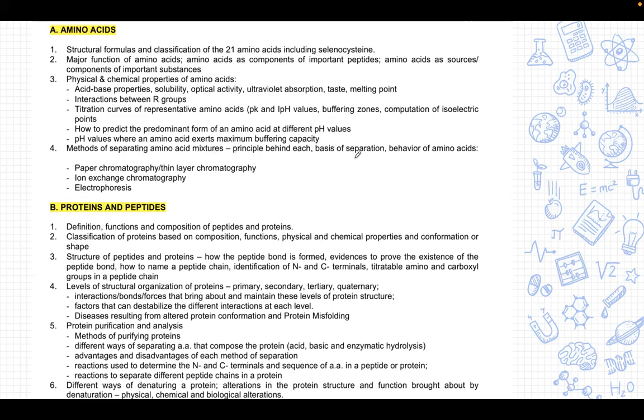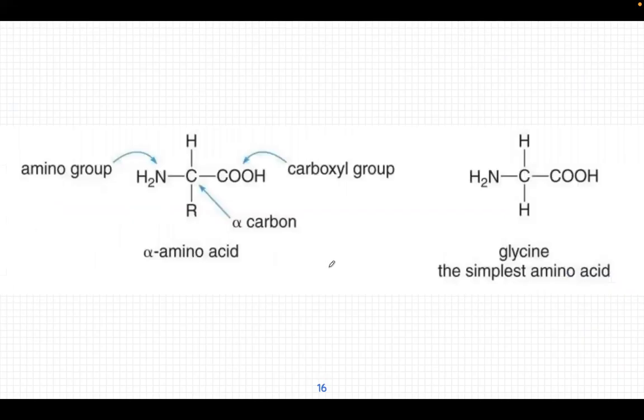Principle behind each basis of separation and behavior of amino acids, it can be categorized into paper chromatography, or your ion exchange chromatography. It can be separated through electrophoresis as well. Okay, so ito mga description lang po of the proteins and peptides. Hindi ko na siya i-discuss. And then basically, ito ulit, balikan natin yung chemical structure of the amino acid.